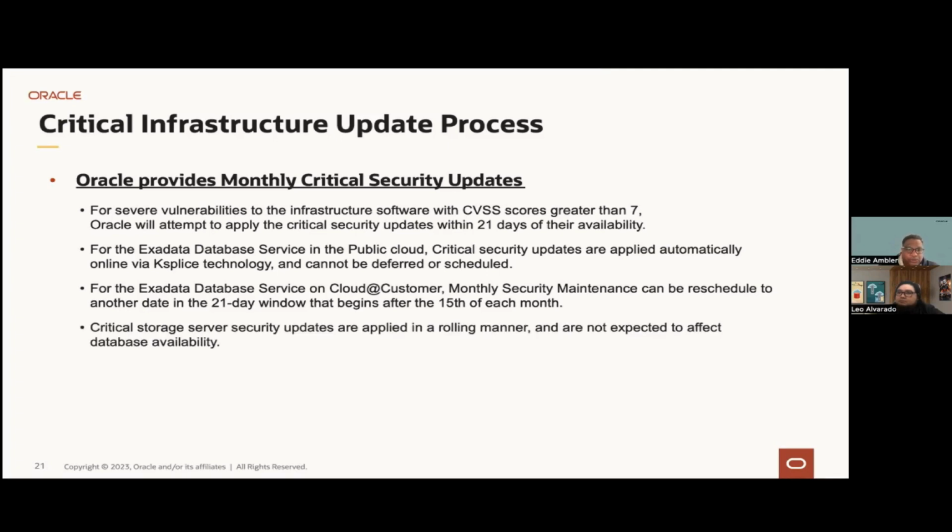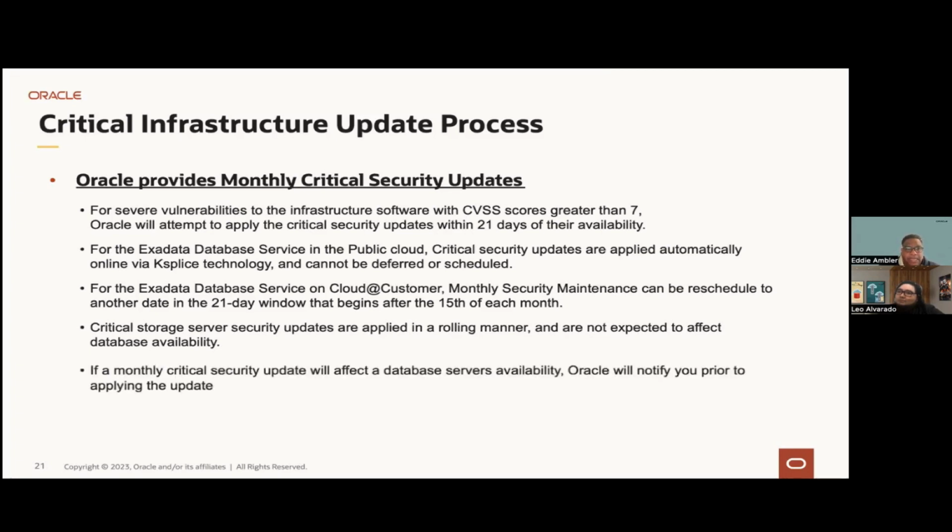So critical storage server security updates, similar to the updates for the database and storage servers, are done in a rolling manner and are not expected to affect database availability. If a monthly critical security update will affect the database server availability, Oracle will notify you prior to applying the update. So you will be notified if a security patch is required to be applied and it cannot meet the online process. Normally, you will receive a minimum of 2 weeks advance notice to help you plan for these updates.